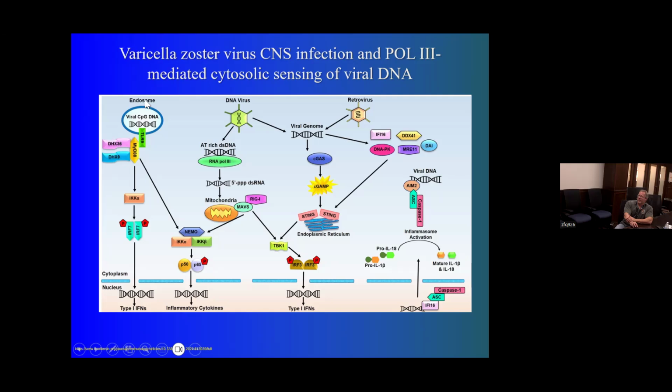So in the case of the DNA virus coming in, which varicella zoster is a DNA virus, DNA viruses are generally going to contain areas that are very high in AT, in adenine and thymine. We call these AT-rich regions of DNA. And normally, RNA polymerase 3 contains a sensor, if you will. The host cell can sense and detect these AT-rich stretches, and this is generally a signal that the host cell uses to say, hey, this might be viral DNA.